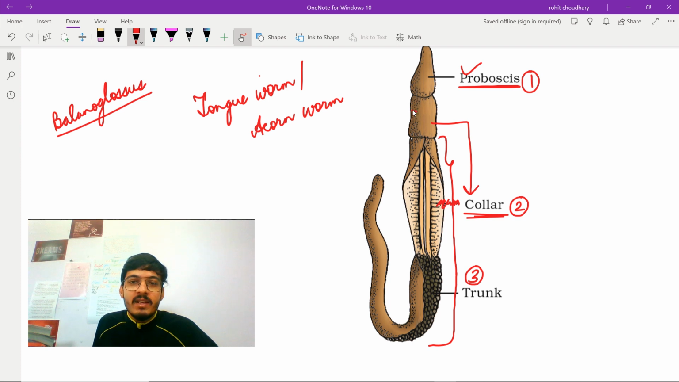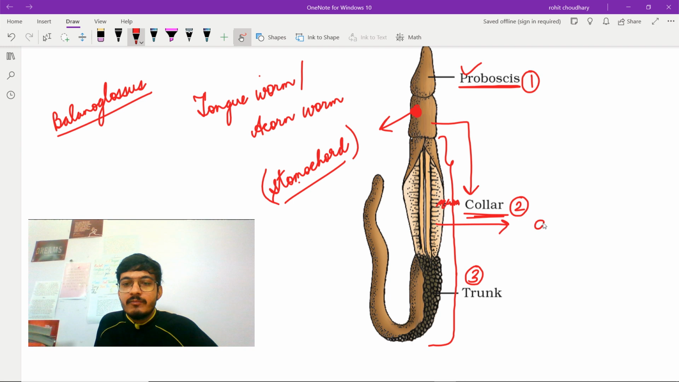Stomochord will be present somewhat here. And the origin of stomochord is ectodermal. Ectodermal origin will be there and it will be present near to the mouth. We can see these are the gills. And gills help in respiration, and these are the genital wings.